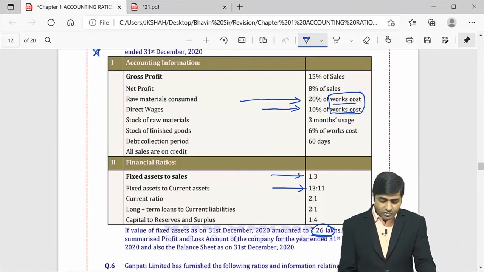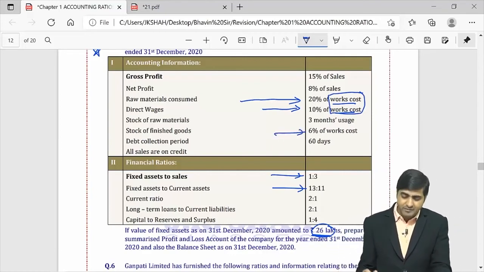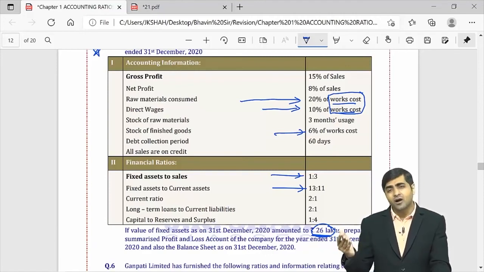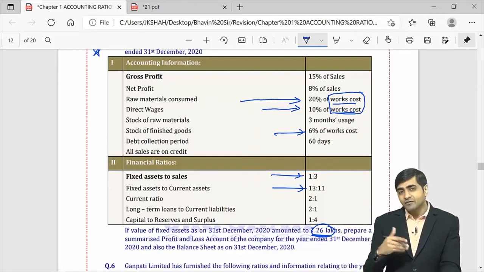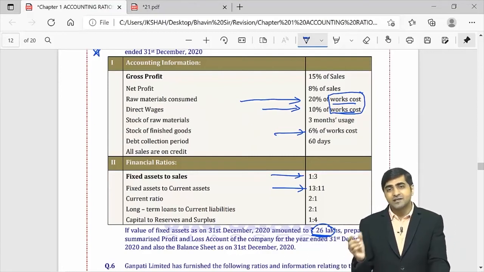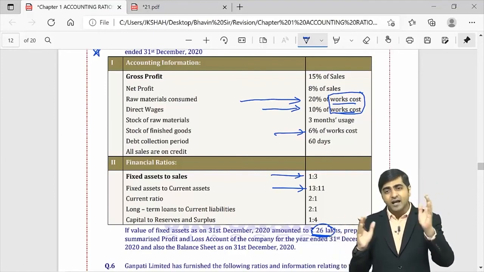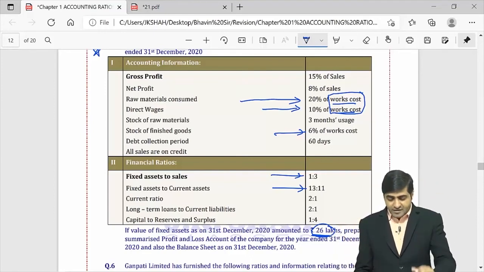Then guys, you can also value your stock of finished goods, which is nothing but 6% of the work cost, which will appear on your balance sheet asset side in the current asset component, and you can avoid writing that in your trading account credit side because your opening and closing stock is the same. So even if you write it down, the figures are going to be the same: closing stock of finished goods on the credit side, and on the debit side there will be opening stock of finished goods, and both the figures are going to remain the same.